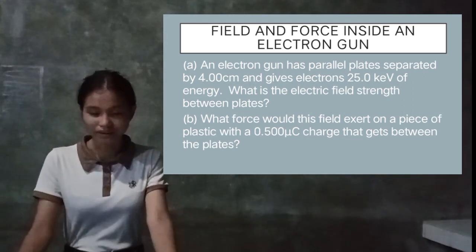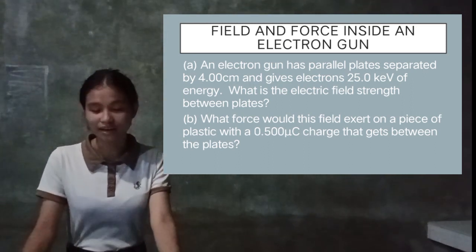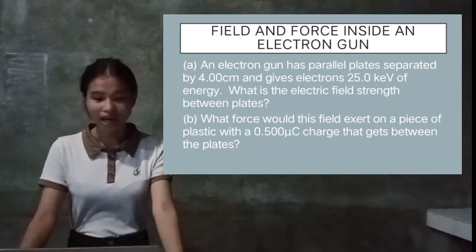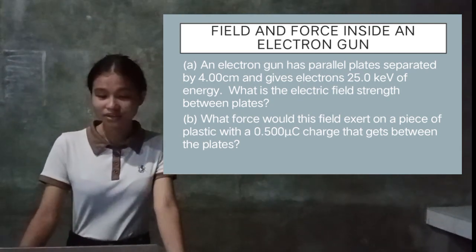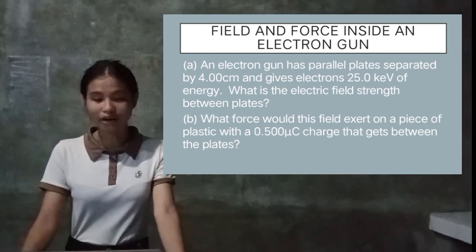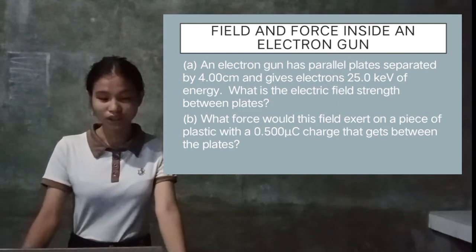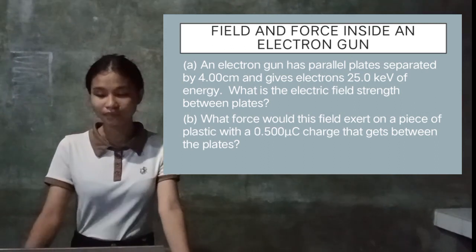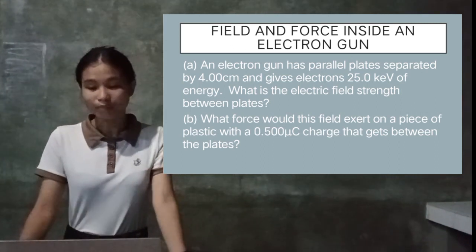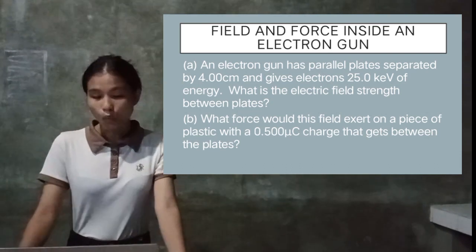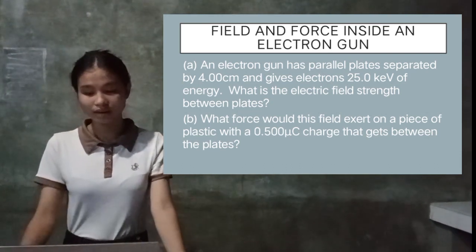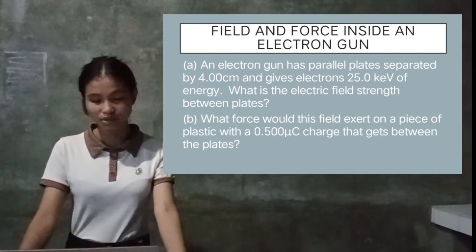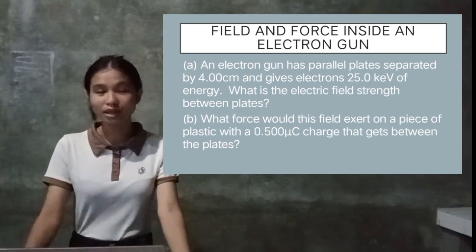The topic here is field and force inside an electron gun. We have here problems A and B. Problem A: an electron gun has parallel plates separated by 4.00 centimeters and gives electrons 25.0 kiloelectronvolts of energy. What is the electric field strength between the plates? B: What force would this field exert on a piece of plastic with a 0.500 microcoulomb charge that gets between the plates?